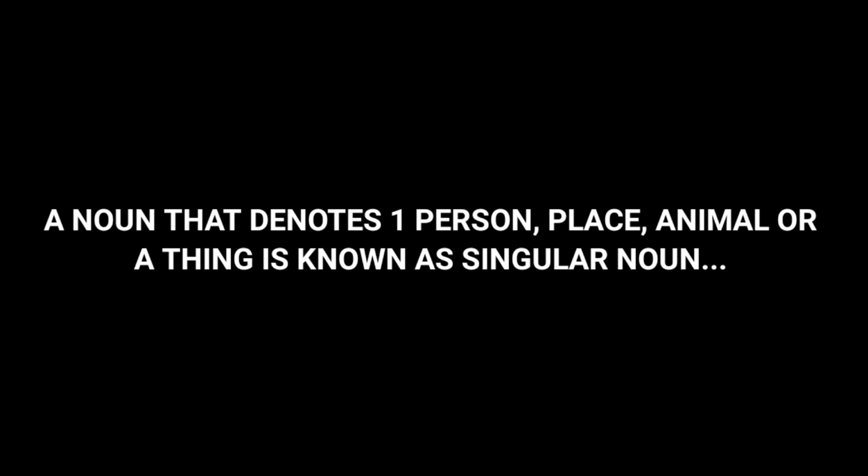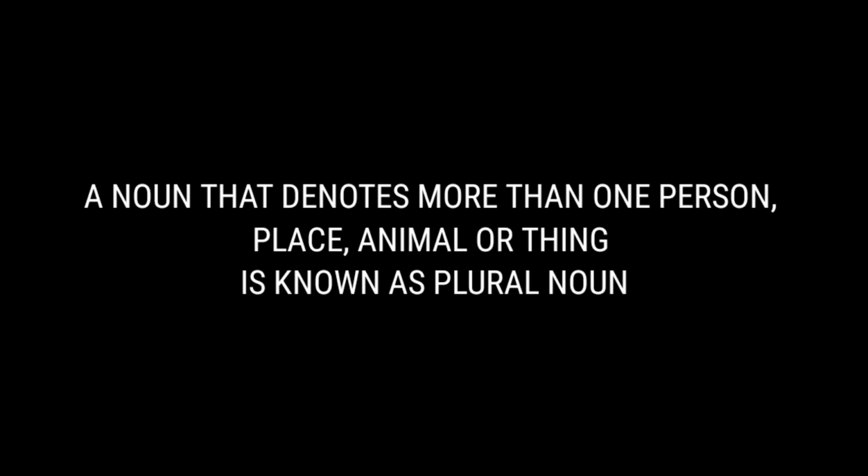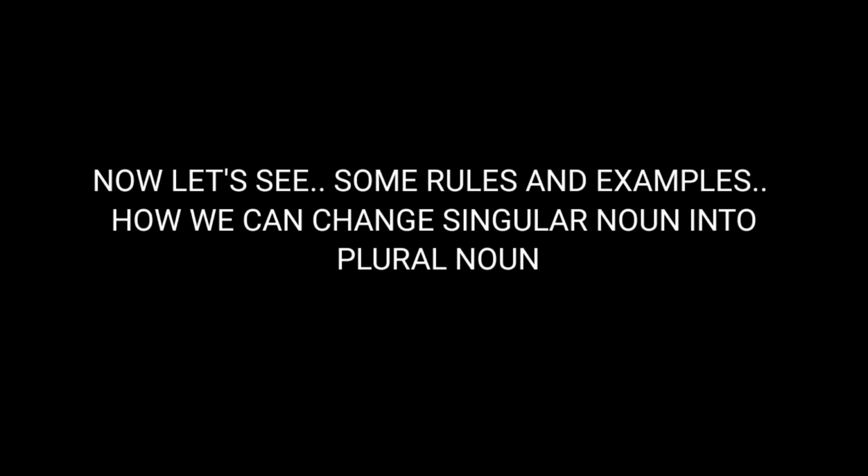A noun that denotes one person, place, animal or thing is called a singular noun. For example, a boy, a cat, a house, a flower. Now let's move to plural noun. A noun that names more than one person, animal, place, or thing is called a plural noun. For example, boys, cats, houses, flowers. So now let's see the rules and examples of how we can change a singular noun to a plural noun.